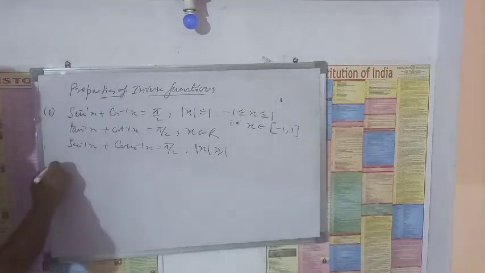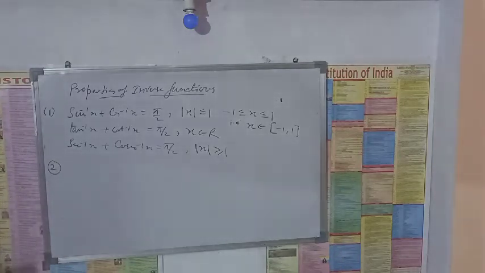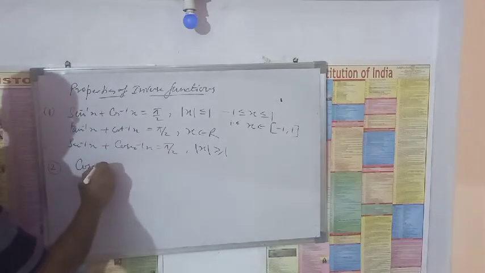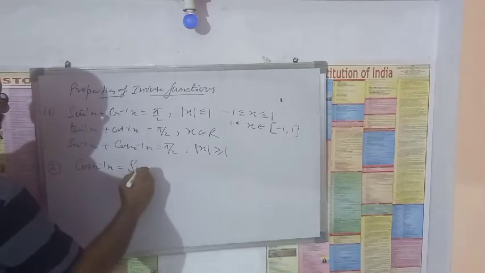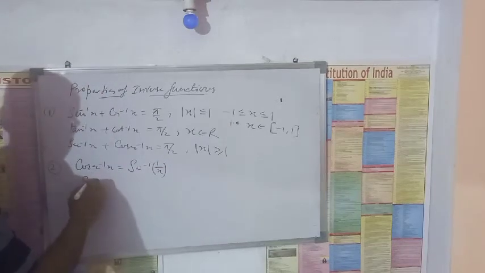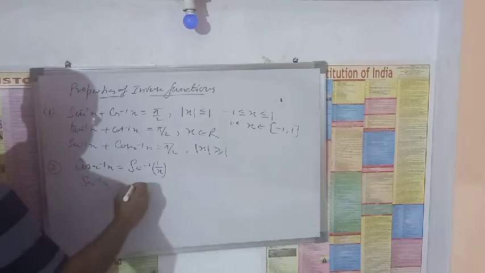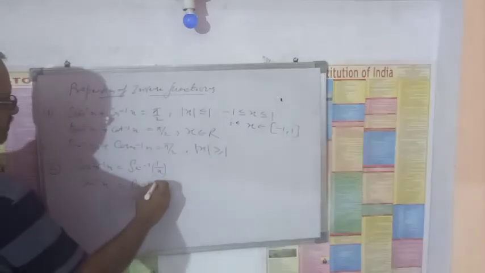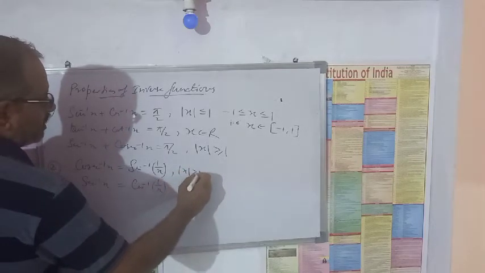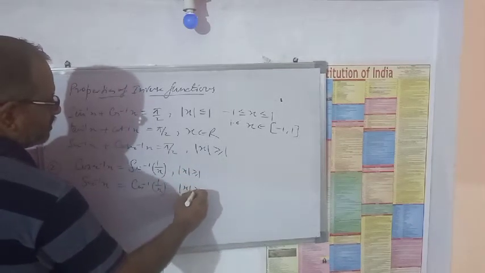Second one, see the reciprocal relation. What are the reciprocal relations? Cosec inverse x is equal to sin inverse 1 by x. Sec inverse x is equal to cos inverse 1 by x. Here again mod of x greater or equal to 1.